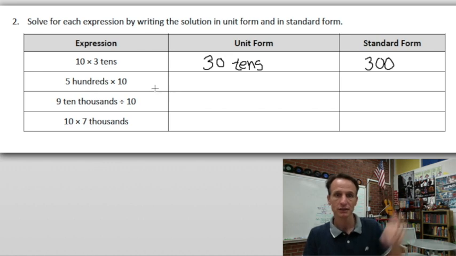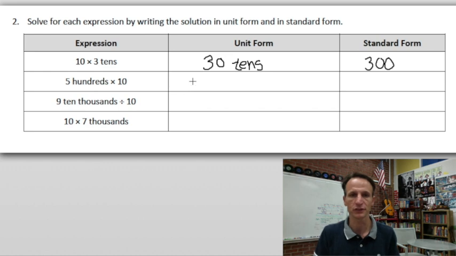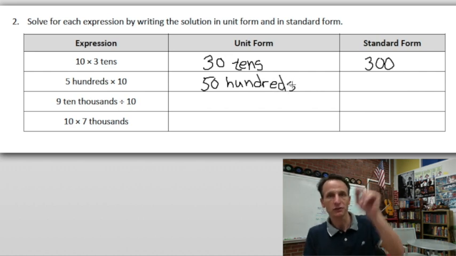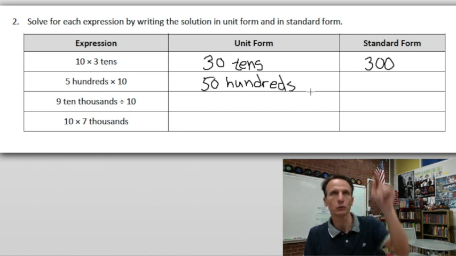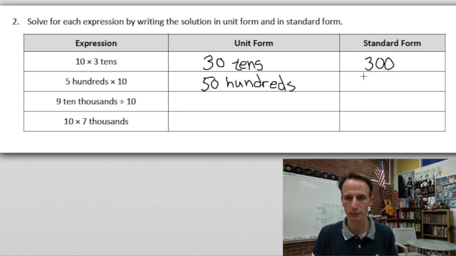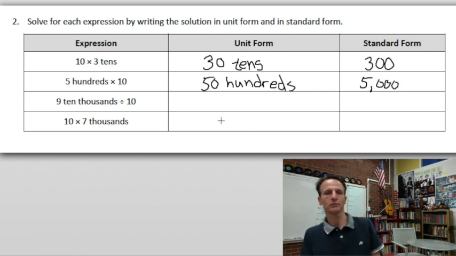How many hundreds do we have now? 50 hundreds, don't we? 50 hundreds is our unit form. And then when we bundled those hundreds up, 10, 20, 30, 40, 50 hundreds, we'd have 1, 2, 3, 4, 5 thousand. And standard form means as a regular old number. So 5, comma, 0, 0, 0, standard form.